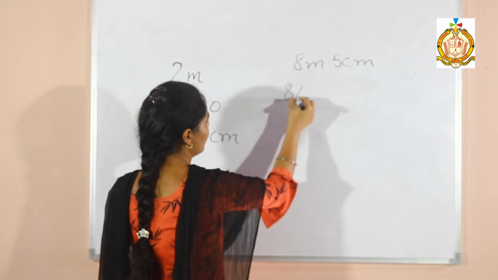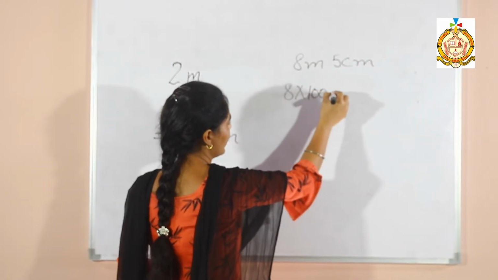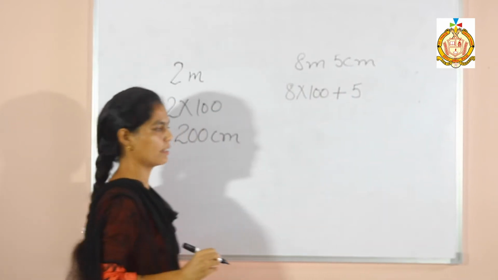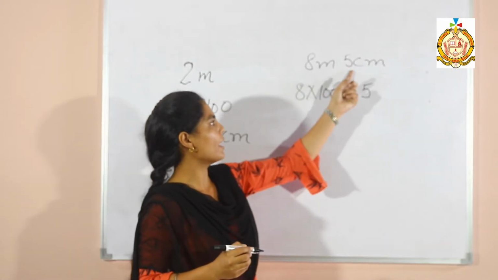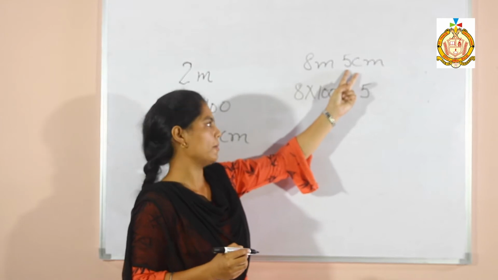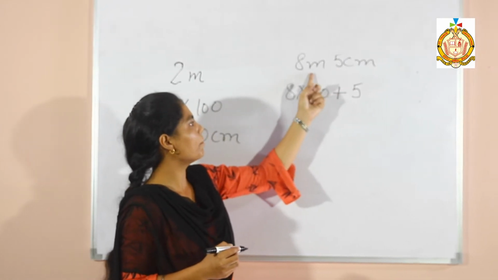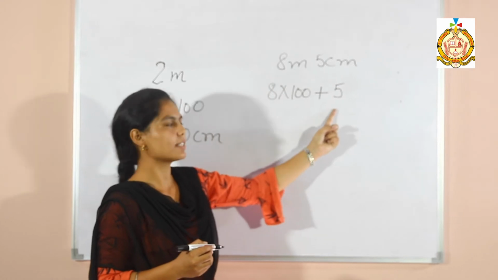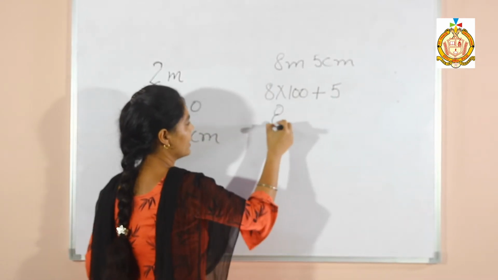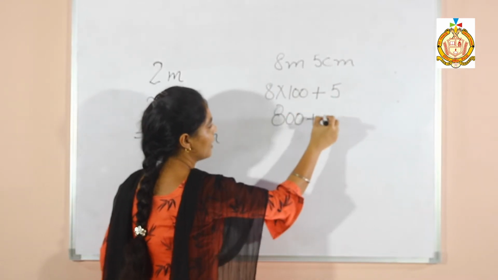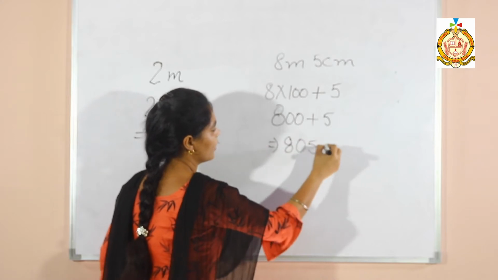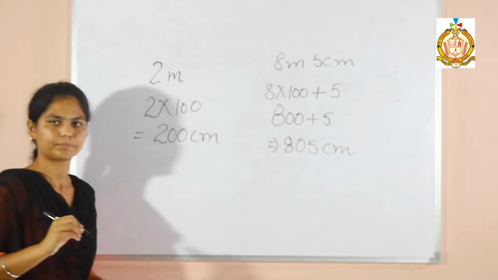Multiply the number of meters with 100 and add the number of centimeters. There is no need to multiply 100 with the number of centimeters. You have to multiply only the number of meters with 100 and then add the number of centimeters to it. It becomes 800 plus 5, and it becomes 805 centimeter.